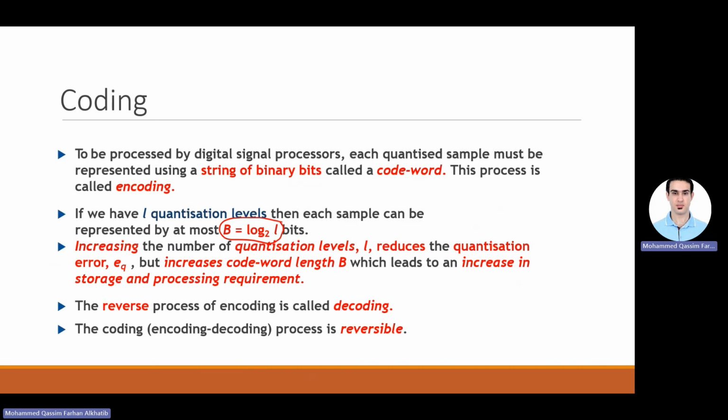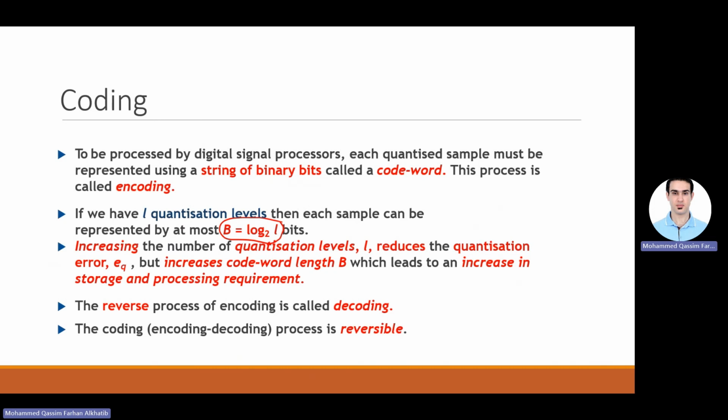What if it was not a power of 2? What if it was 20 levels? How many bits do I need? Always use the next higher number. So log2 of 20 is 4 point something. It becomes 5, so I need 5 bits. Even if it's 4.1, it becomes 5 bits. So increasing the number of quantization levels L will reduce the quantization error, but it will require more memory. It increases the code word length, which leads to increased storage and processing requirements.